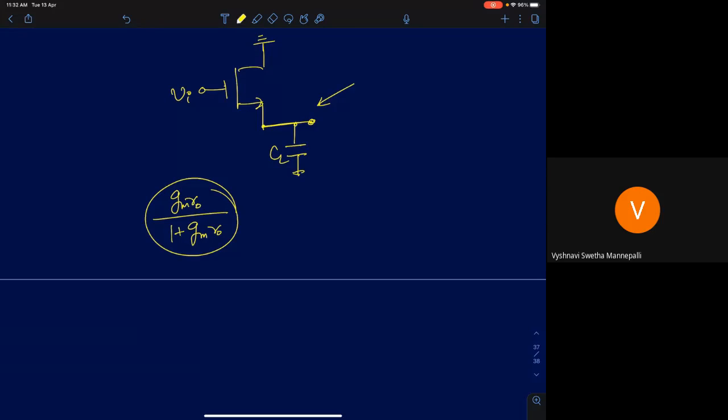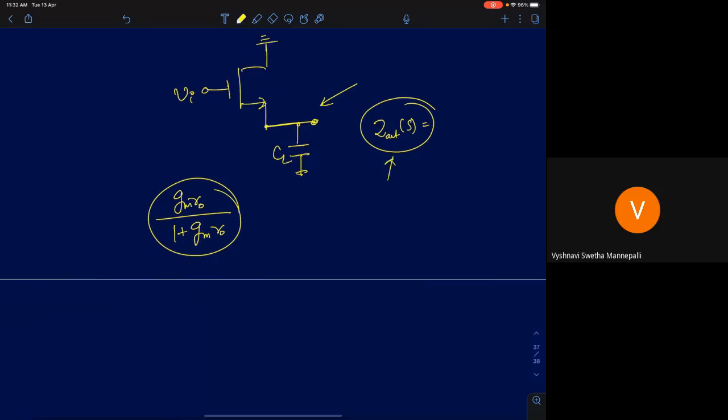Now, before I discuss how to find the pole, I said that if you find the condition where Z out of S equals 0 or infinity, finding the poles of Z out is equivalent to finding the poles of the system. I said this holds true for most MOS amplifiers. I'll apply the same approach.